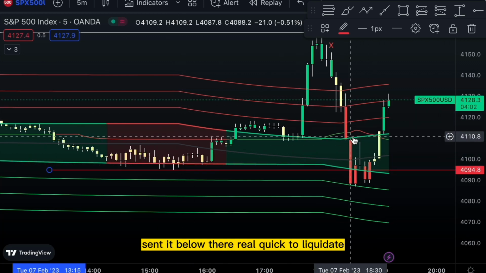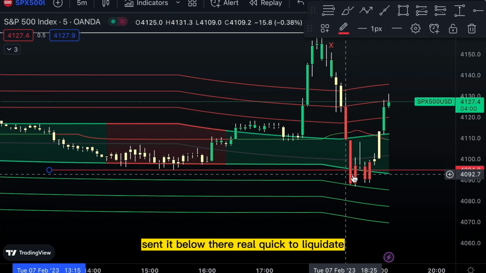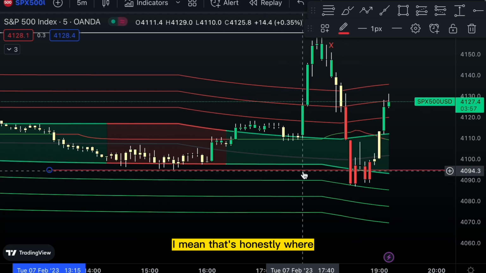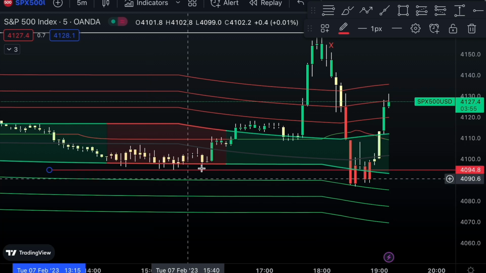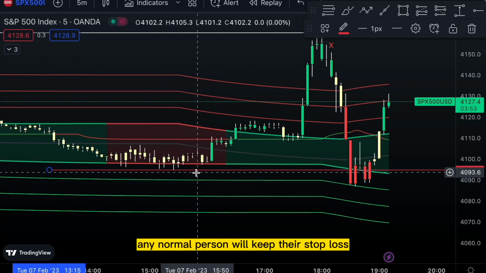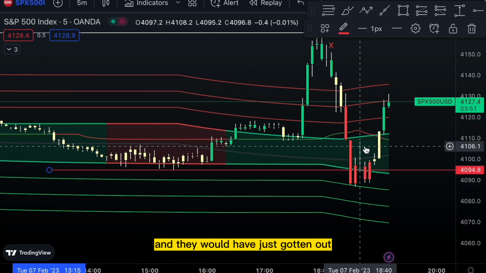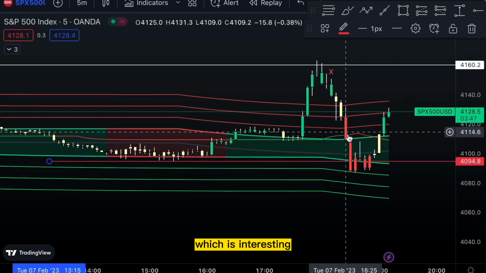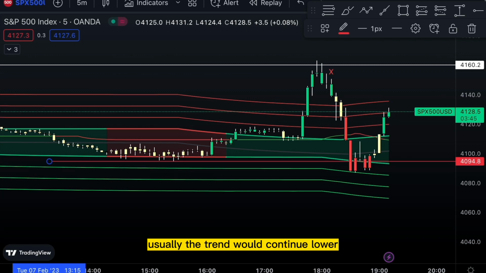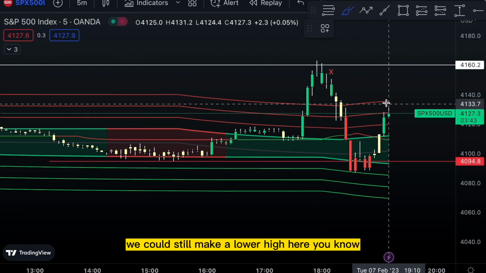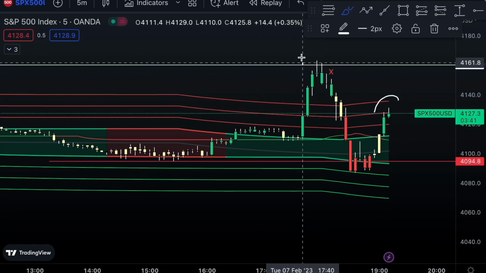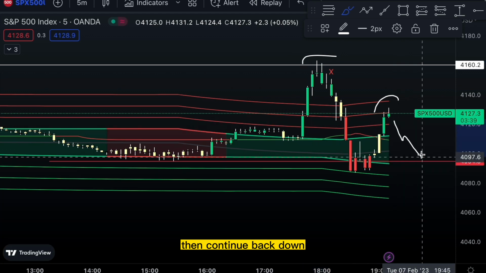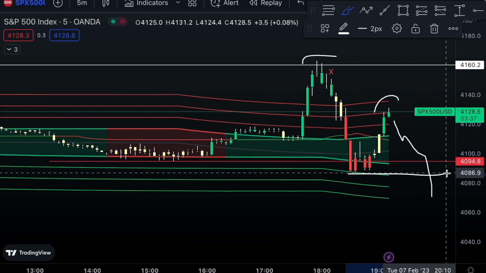Bears just kind of sent it below there real quick to liquidate you, you know what I mean? That's honestly where any normal person will keep their stop loss, and they would have just gone out, and now it's making its way back up, which is interesting. Usually the trend would continue lower. We could still make a lower high here, and then continue back down even below this.